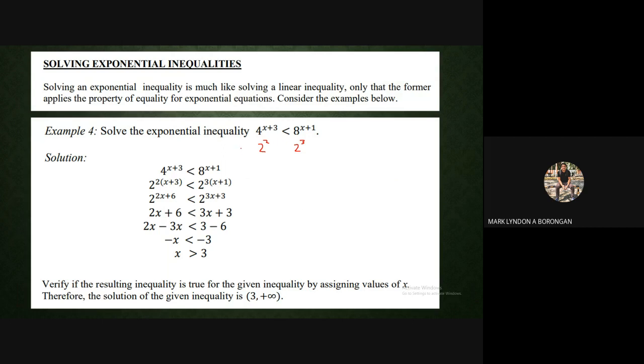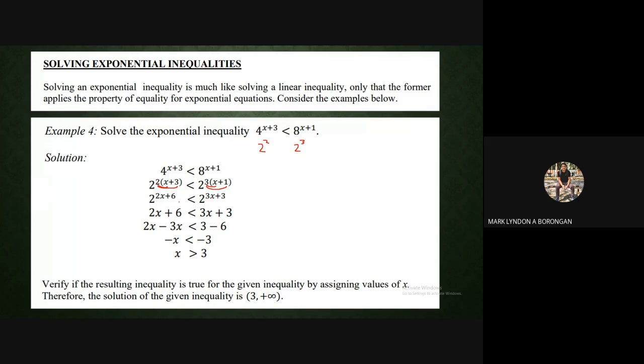Okay? So now we can rewrite it having the same bases. You now have 2 to the power of 2 times x plus 3 is less than 2 to the power of 3 times x plus 1. Okay? So what was done here is that the 2 and the 3 were distributed. So you now have 2 to the power of 2x plus 6 is less than 2 to the power of 3x plus 3.